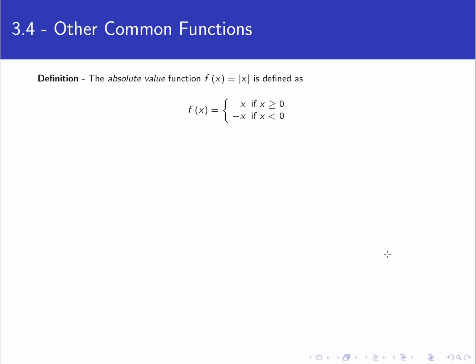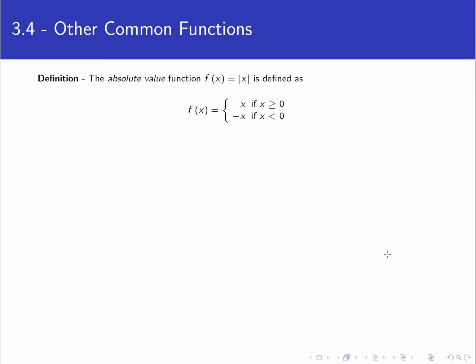Speaking of absolute value, let's talk about the absolute value function. We define it in pieces. Remember, absolute value is distance from 0. Distance is always positive, or at least non-negative. Distance could be 0, but it can't be negative.